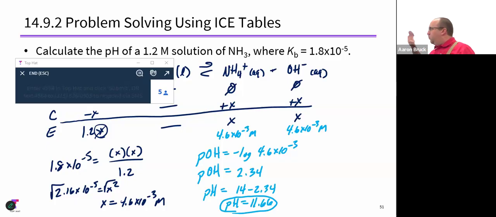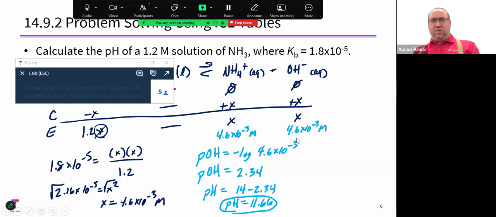But aside from this little wrinkle, Ka and Kb calculations we handle in very much the same kind of way. The equilibria for them are almost identical. It's just what goes into the equilibrium that makes the difference. Questions here?